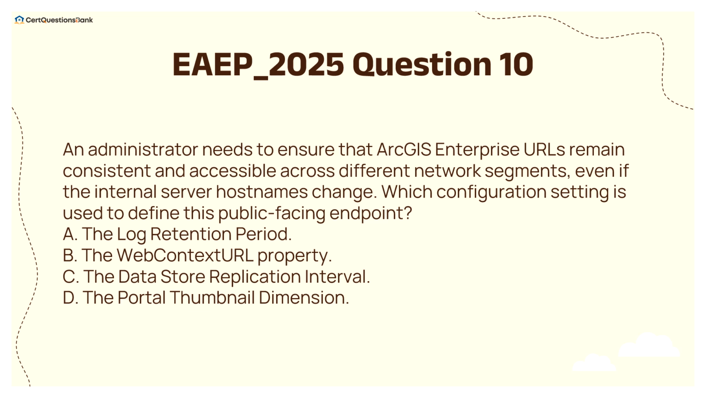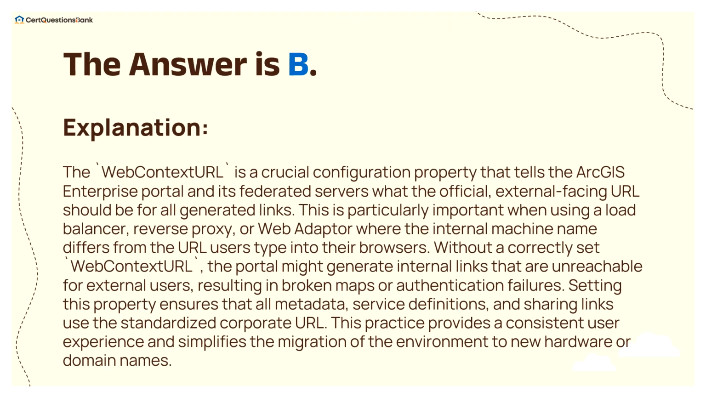An administrator needs to ensure that ArcGIS Enterprise URLs remain consistent and accessible across different network segments, even if the internal server host names change. Which configuration setting is used to define this public-facing endpoint? A. The log retention period. B. The web context URL property. C. The data store replication interval. D. The portal thumbnail dimension. The answer is B.